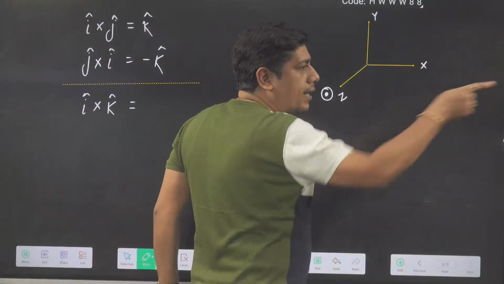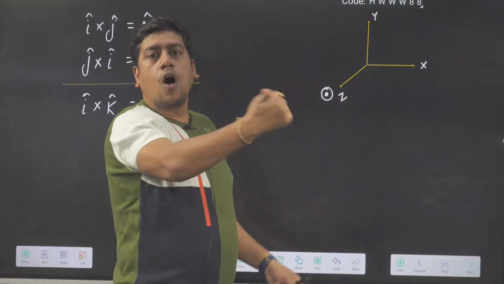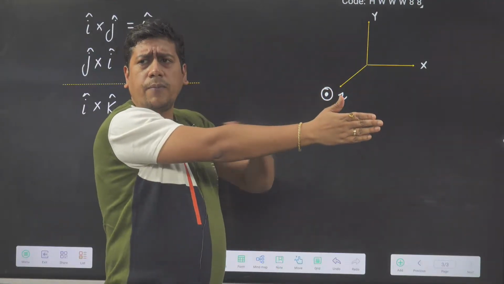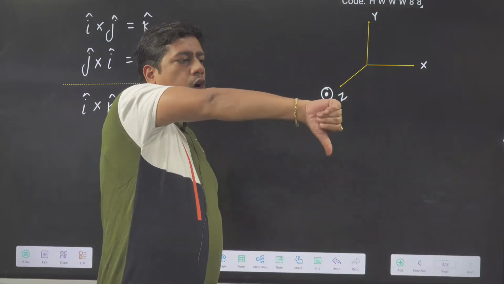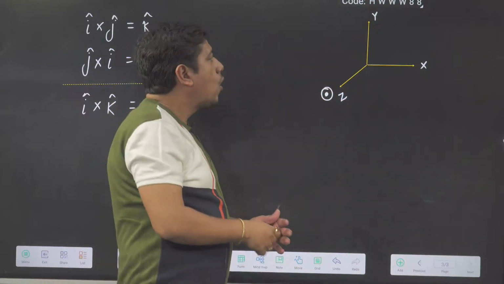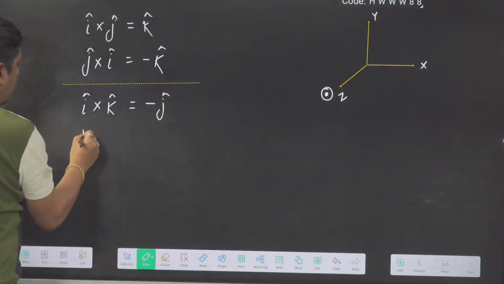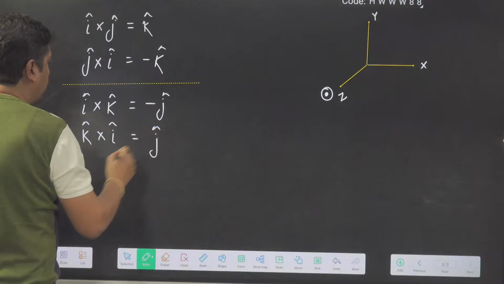I is right side and K is outward. That means hand or arm will be right, but the palm will be outward. Palm will be outward, then down. And down means minus J. Then what will be K cross I? Obviously, it will be plus J.